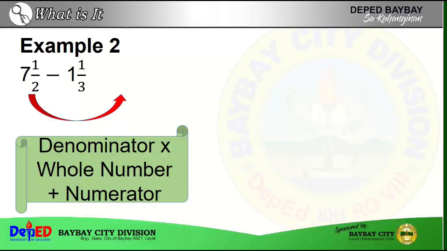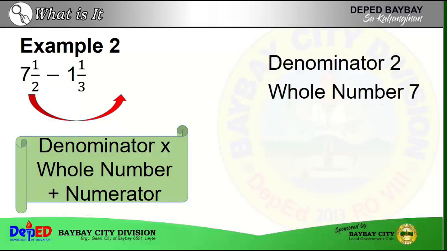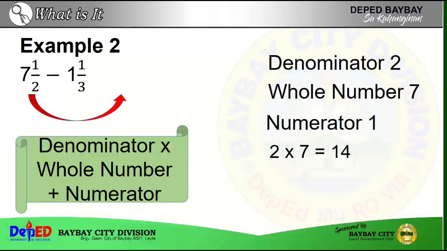For 7 and 1/2, our denominator is 2, whole number is 7, and our numerator is 1. So 2 times the whole number 7 is equal to 14. Then 14 plus our numerator 1 is equal to 15. Then it will become 15 over our denominator 2. Take note that the denominator will be retained.